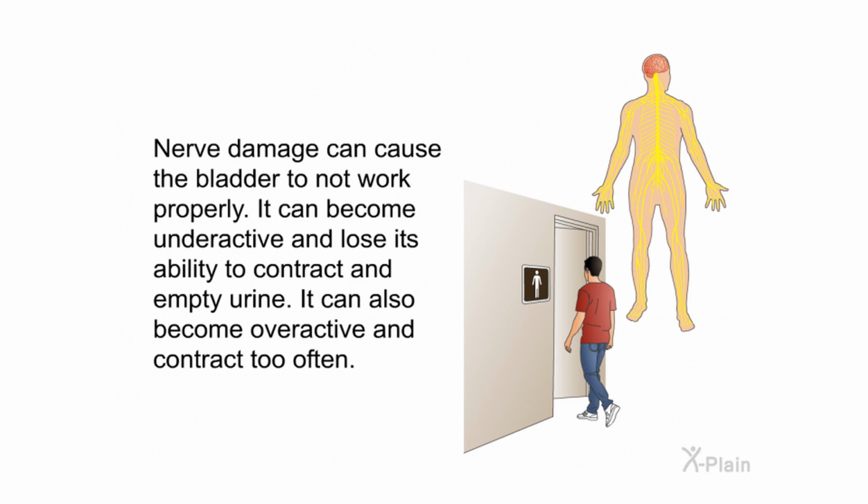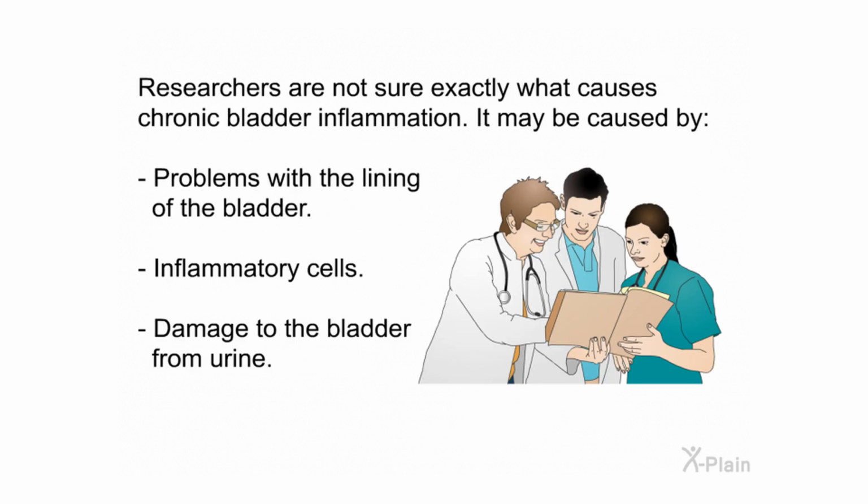Nerve damage can cause the bladder to not work properly. It can become underactive and lose its ability to contract and empty urine. It can also become overactive and contract too often. Researchers are not sure exactly what causes chronic bladder inflammation. It may be caused by problems with the lining of the bladder, inflammatory cells, or damage to the bladder from urine.